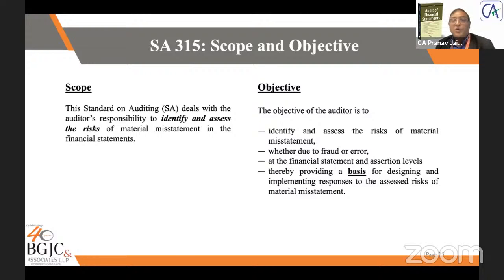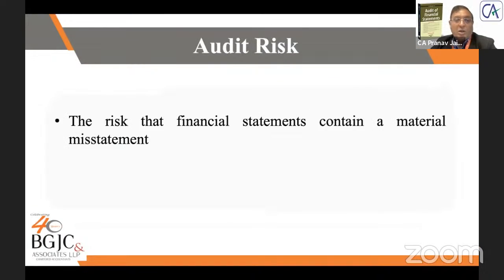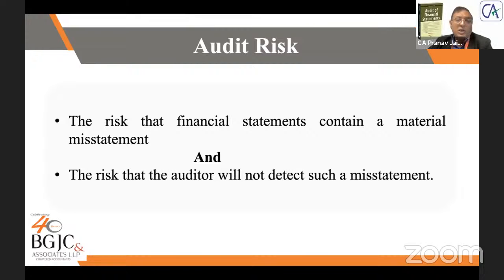So in a risk-based audit approach, you first identify and assess the risk of material misstatement, and then design appropriate procedures and perform those procedures to address those assessed risks of material misstatement. So, a very important concept in the standard is the audit risk. It says the risk that a financial statement contains a material misstatement, and the risk that the auditor will not detect such a misstatement. So this is the audit risk, how it plays.